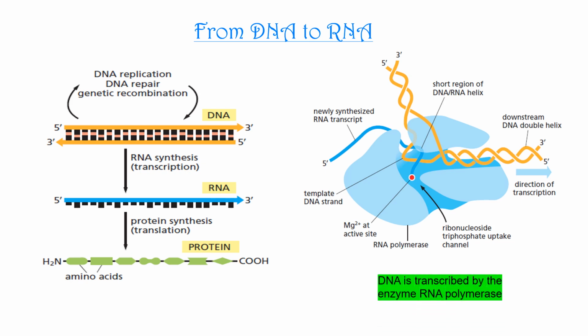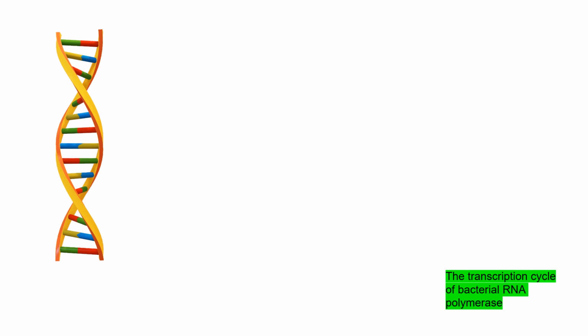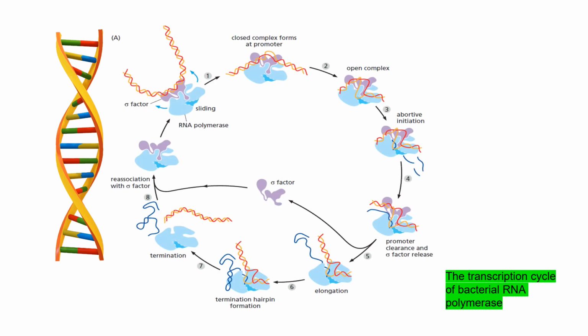Now let's understand the process of transcription. So we will take one after another. We will first discuss the prokaryotes, and then afterwards we'll discuss the process of transcription in the eukaryotes. So here, as you see, starting from here, we will understand this.